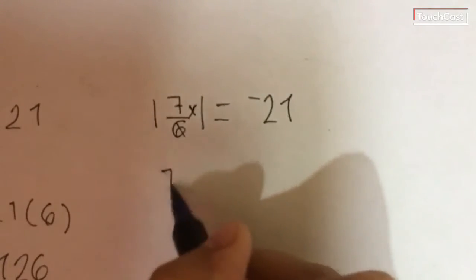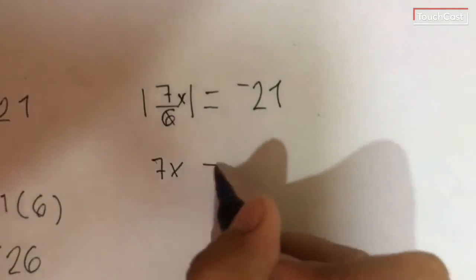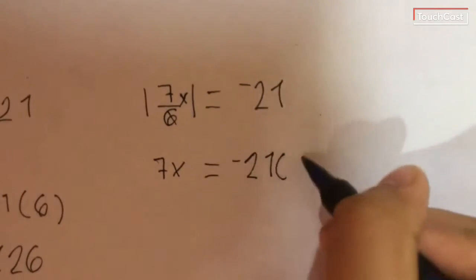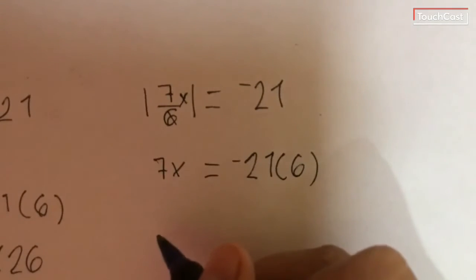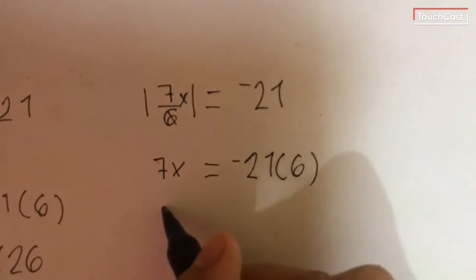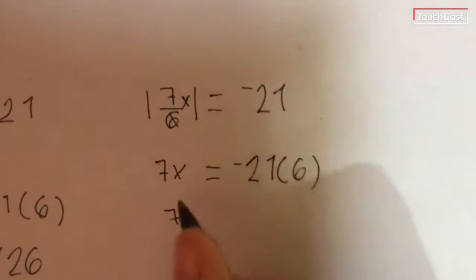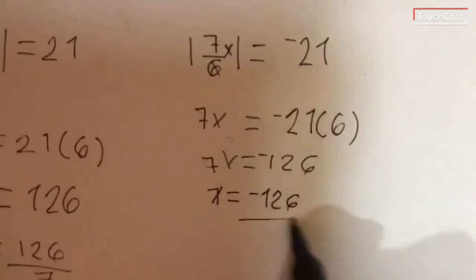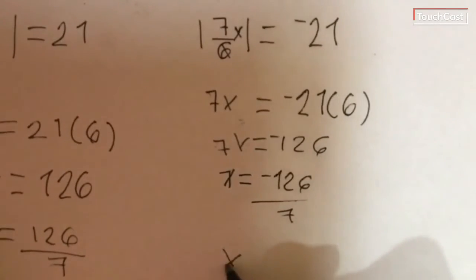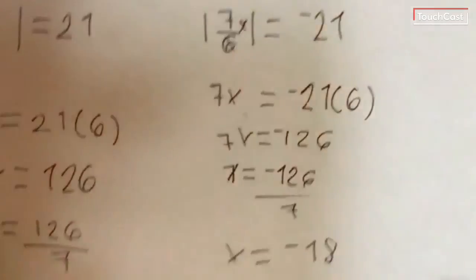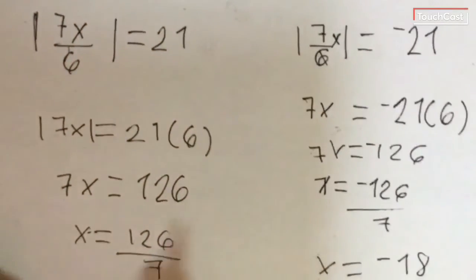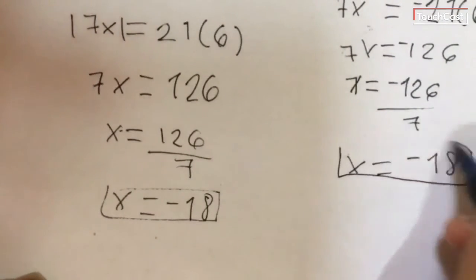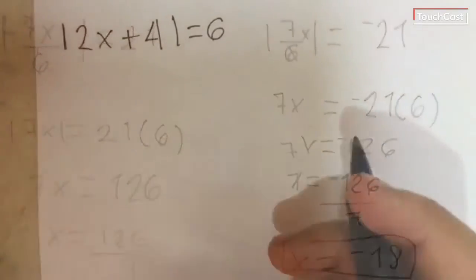You just do the same, just with a negative sign. And then that is equal to 126 divided by minus 7, and x equals minus 18. And you have to have two results. If not, the operation is incorrect. And let's go to another.